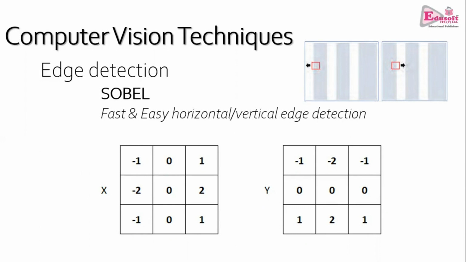One of the techniques, one of the algorithms, is called the Sobel algorithm or Sobel filter. We will see how the filters are applied to detect the edges in the image. The Sobel filter is very popular and is used to quickly identify edges horizontally and vertically in an image.